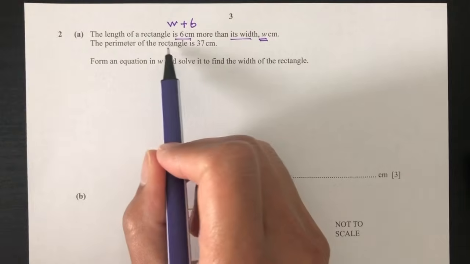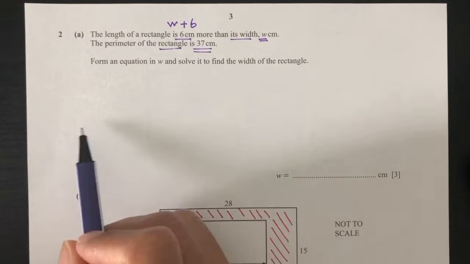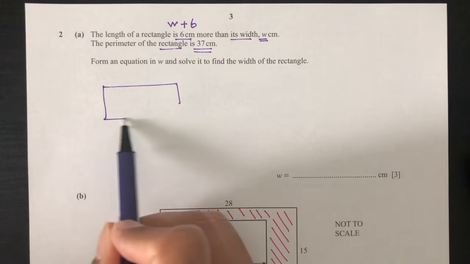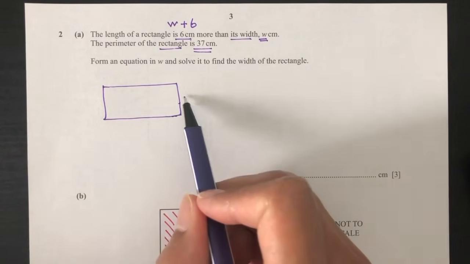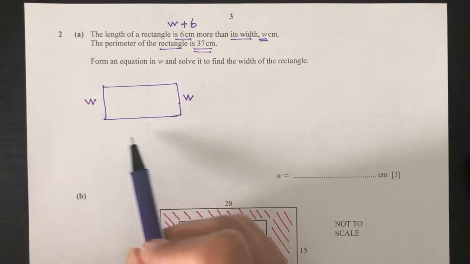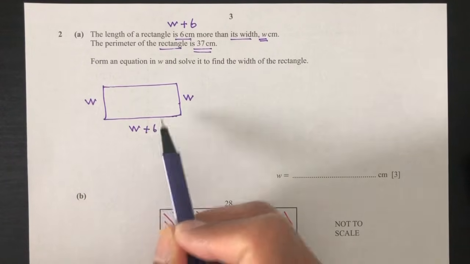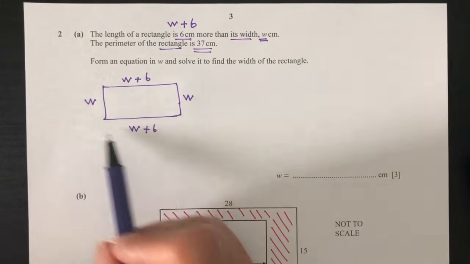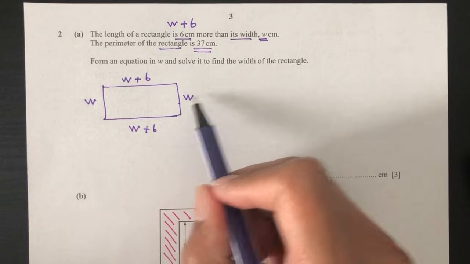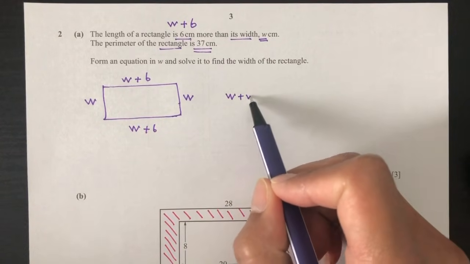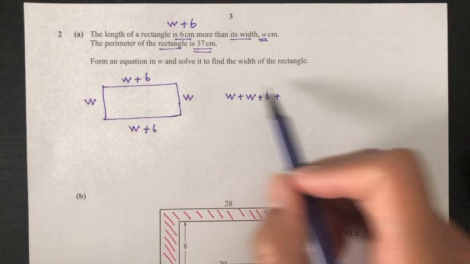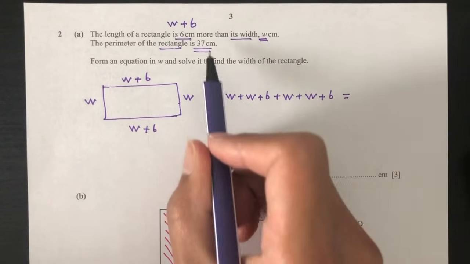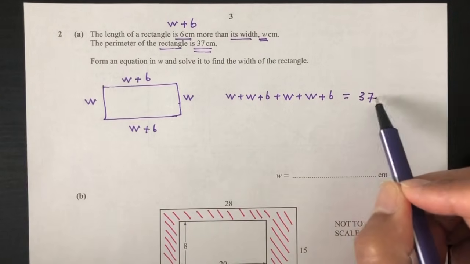Now the perimeter of the rectangle is equal to 37. So how do you find perimeter? So let's show a drawing here. Let's say we have the rectangle. As you can see, the width is equal to W, and the length is W plus 6. So the perimeter is to add everything around the shape. So it will be W plus 6 plus W and W plus 6. And we know that it is supposed to give you 37 according to the question.